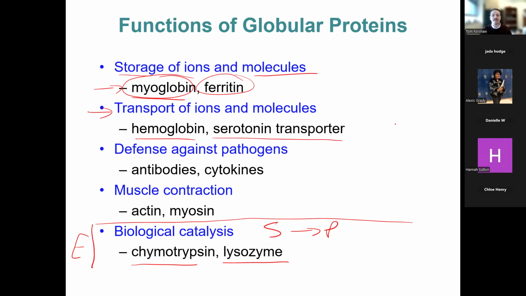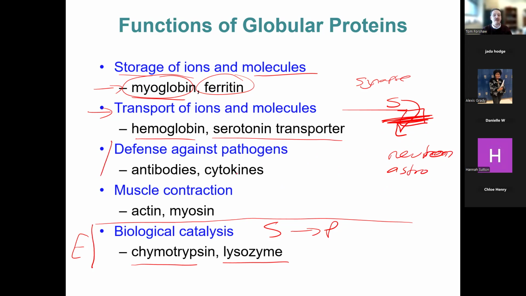or a serotonin transporter, which will transport serotonin across a plasma membrane to, for example, in neurotransmission, take it out of the synapse and back into the neuron. I've written neutron there by accident, neuron or astrocyte. It's going to transport it in, so across a membrane. So those are transporters either around in liquid or through a membrane.